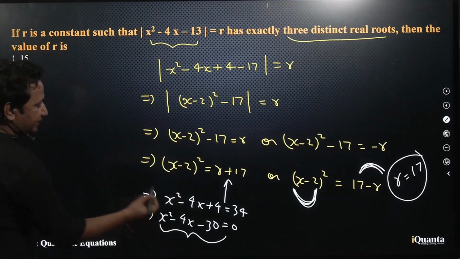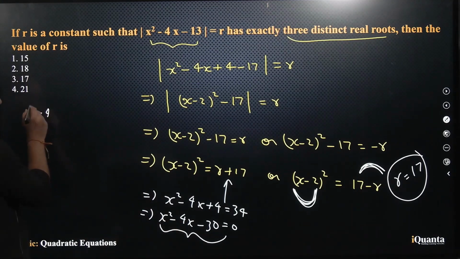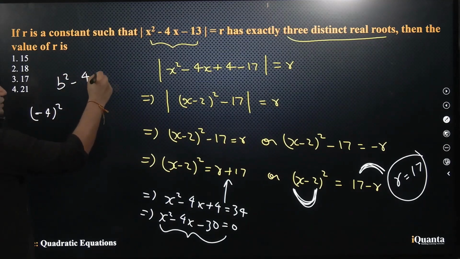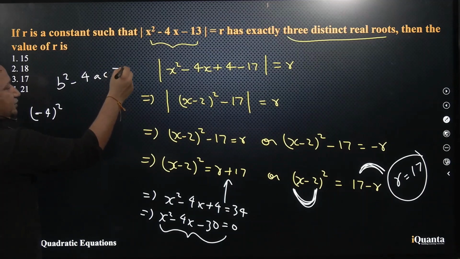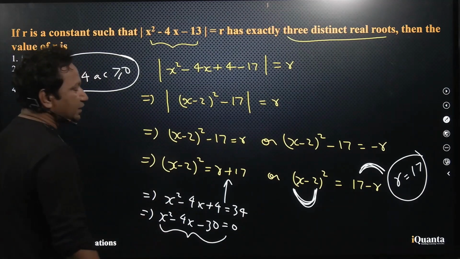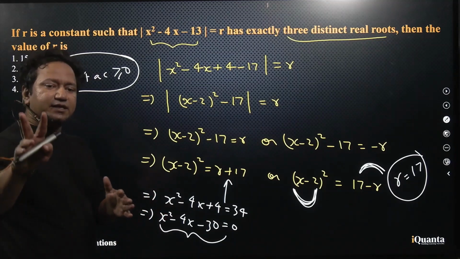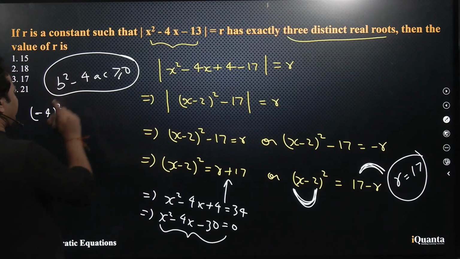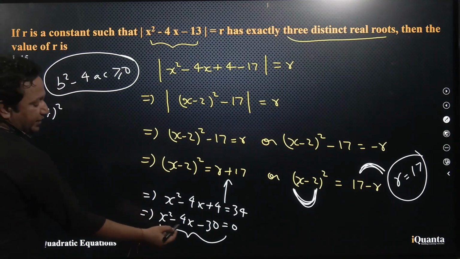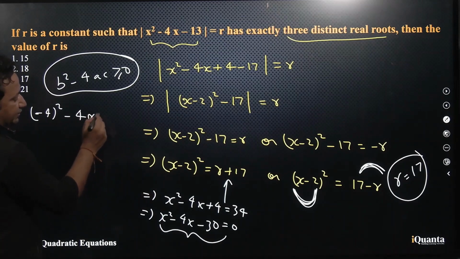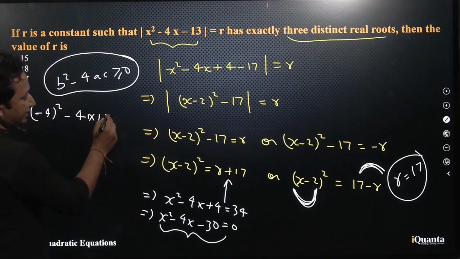Here, b is minus 4, so minus 4 square. If you remember, b square minus 4ac, if this is greater than or equal to 0, we have real roots. If it's greater than 0, we'll have distinct roots. If it's equal to 0, we'll have equal roots. So we can calculate this. B is minus 4, A is 1, and C is minus 30.